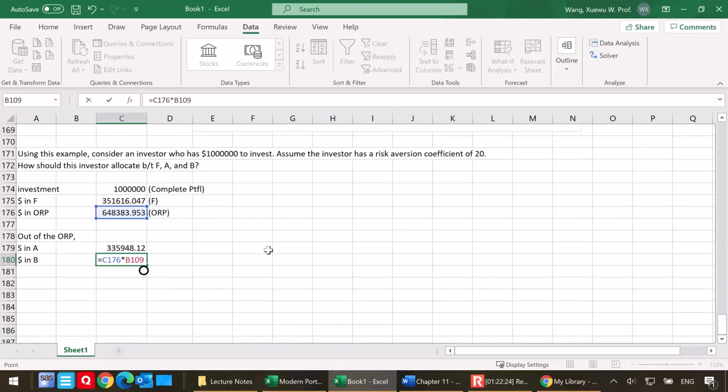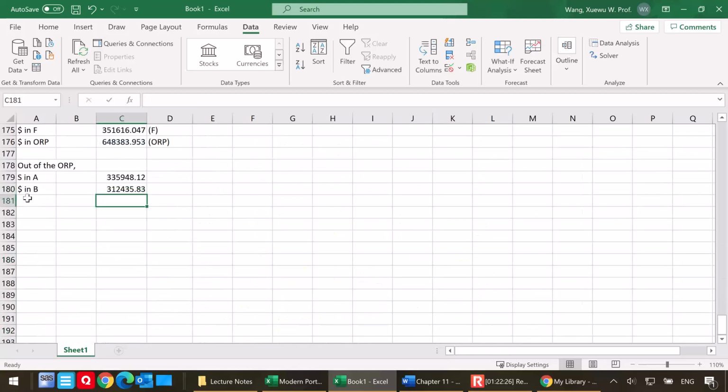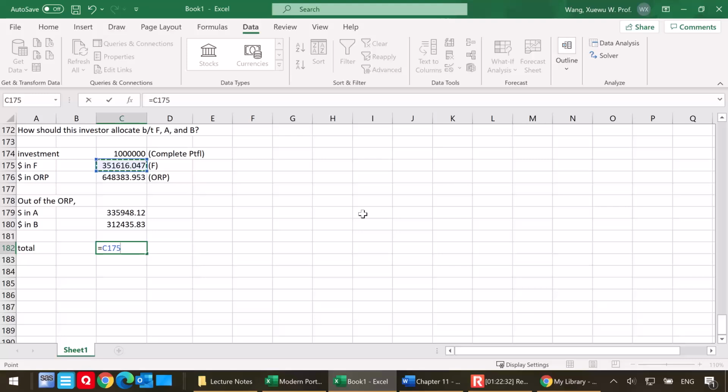All right, so I can look at the total. How much is it? So I have this amount investing in risk-free, this amount in A, and this amount in B, and yes, they add up to $1 million. Okay, there's a little rounding issue, but that's okay.